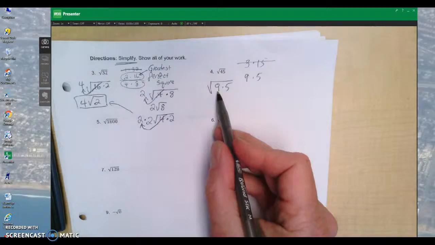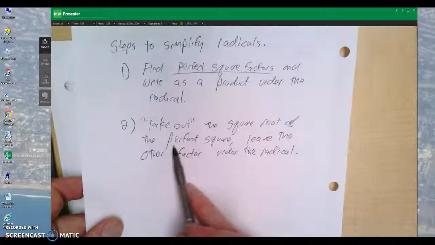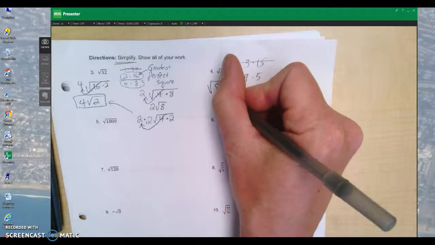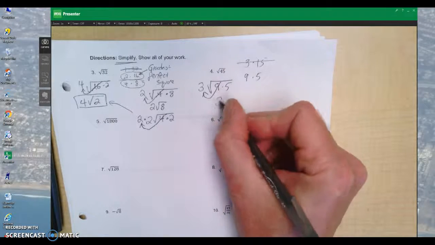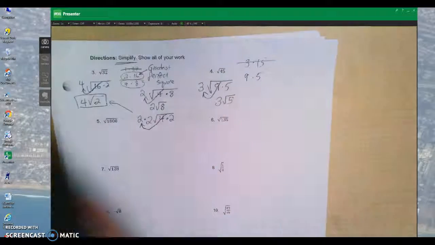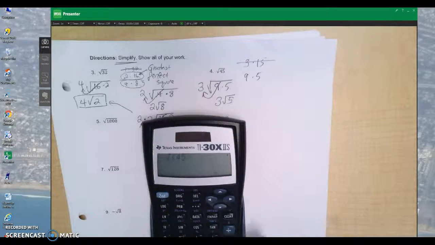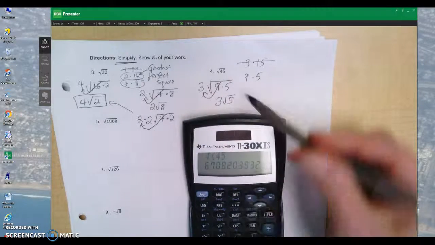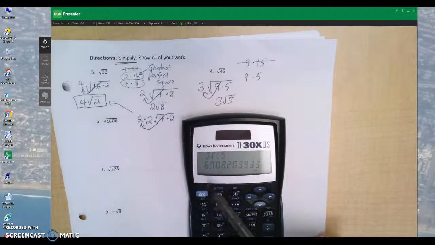What do you do with this once you write it as perfect square factors? You take out the square root of the perfect square and leave the other factor under the radical. Take out the square root of this, which is 3, leave the rest. So the answer is 3 radical 5. And test it. What is the square root of 45? Well, we knew it was 6 point something. Well, let's see if that's the same, and then you do it. 3 times radical 5 should be the same number, and it is.